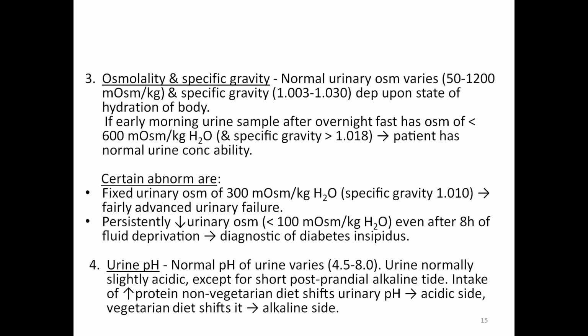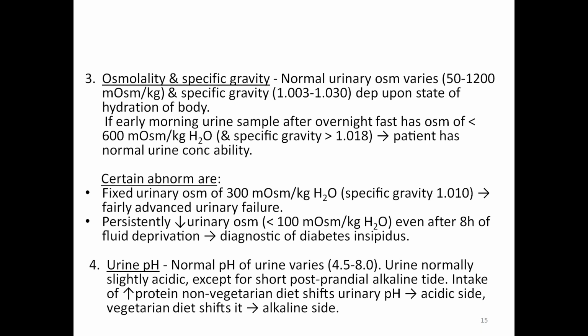Then also we check for osmolality and specific gravity. The normal urinary osmolality varies, we already know this, from 50 to 1200 milliosmoles per kg, and specific gravity is from 1.003 to 1.030, depending upon the state of hydration. So if early morning sample after overnight fasting is collected, it would have an osmolality of less than 600 milliosmoles per kg water, and specific gravity more than 1.018, which means that the patient has normal urine concentrating ability.